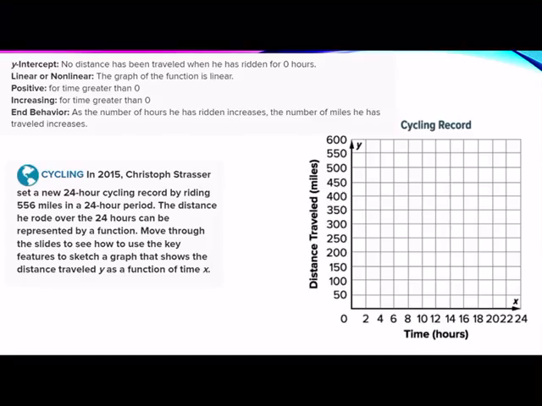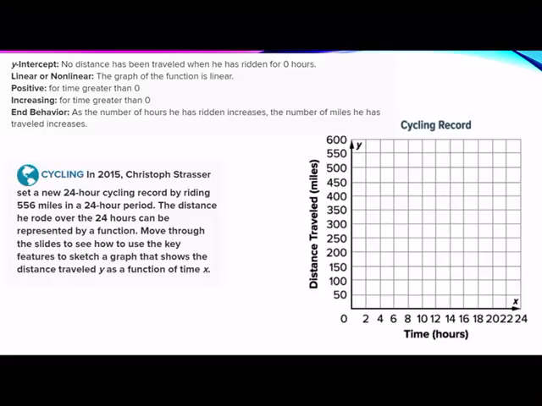So there's going to be a lot of information here, and then I have to come up with the sketch of the graph. So I'm going to read the part where it says cycling first, and then we're going to interpret what needs to happen. So we're going to use everything that we've learned about intercepts, linear, nonlinear, positive parts, negative parts, increasing, the whole thing in behavior, to attempt to draw a graph.